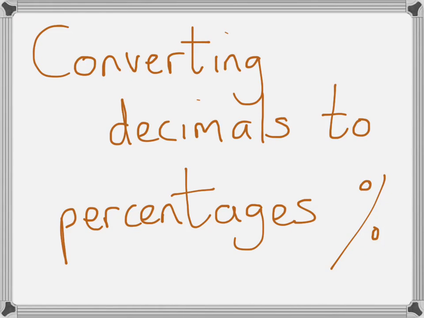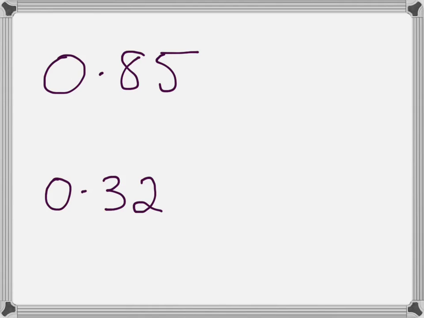Here's a quick lesson on converting decimals to percentages. If we use our knowledge of place value, we'll be able to work this out very quickly because we're turning our decimals into hundredths. So we're turning it into a fraction to turn it into a percentage, because percentages are basically hundredths. So I can use my knowledge of place value here.